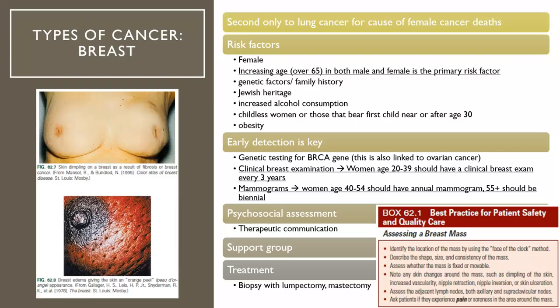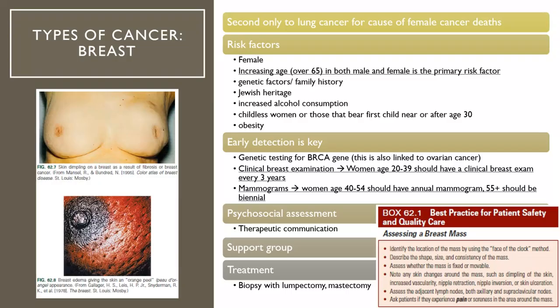So if we look at the tissues on this breast, we see some dimpling, we see the inverted nipple, some dimpling. And then on this, we see that orange peel-like appearance on the nipple. I also always say if the nipple has discharge and you're not pregnant or breastfeeding, and if it's bloody, that's a high-risk issue as well. So breast cancer is second only to lung cancer as a cause of death in females.